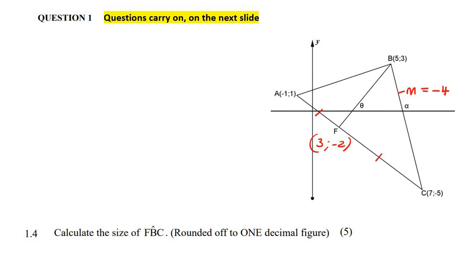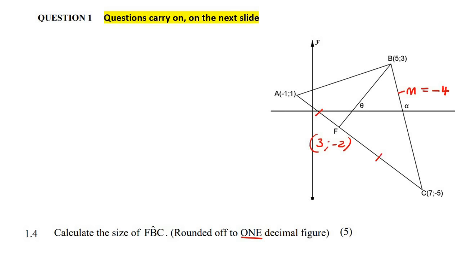This question says, calculate the size, for 5 marks, of angle FBC. And they also only want one decimal place, or one decimal figure. Or I guess, yeah, one decimal, it's the same thing. I just thought it sounded funny, but it's one decimal figure. Some people do say it like that.